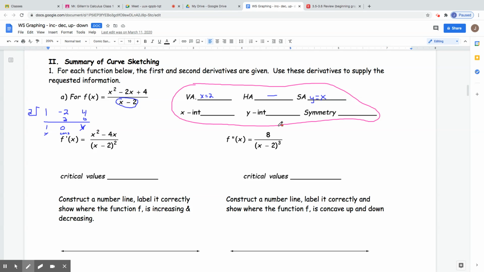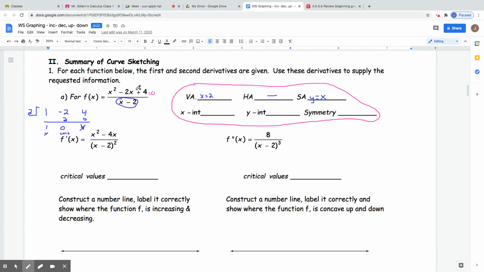X-intercept. Now remember, for x-intercepts, I said set the top equal to 0. Even if it was a polynomial, it doesn't matter to set equal to 0. Well, here it really makes a difference because there is a top and a bottom. So I want to set this equal to 0. Well, I can't factor that. X squared minus 2x plus 4. So I would have to do potentially some completing the square or a quadratic formula.